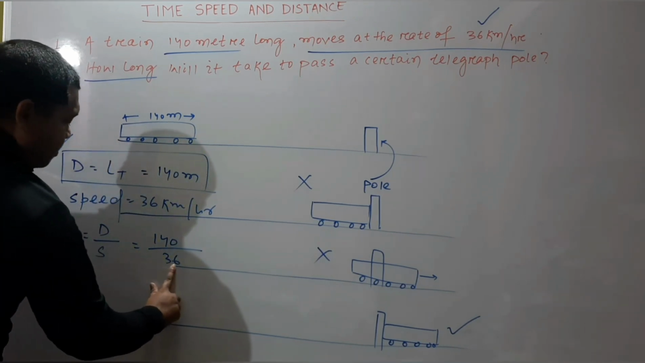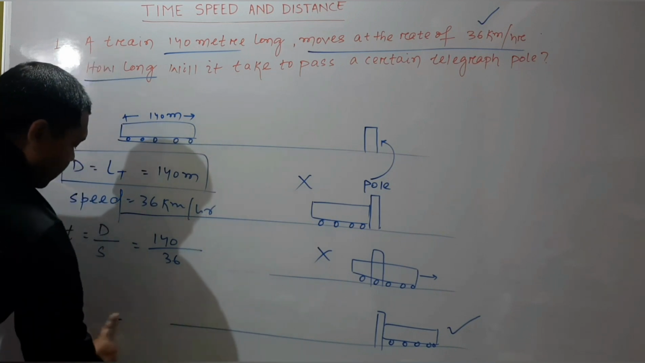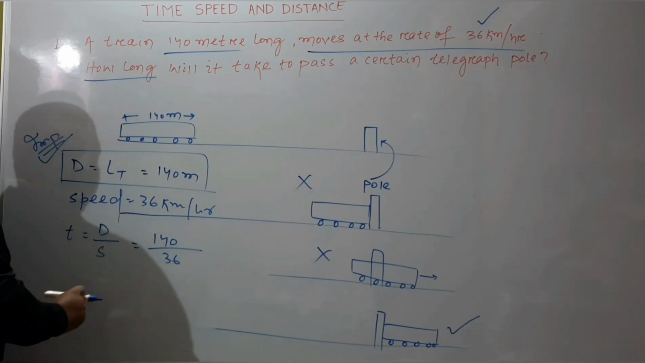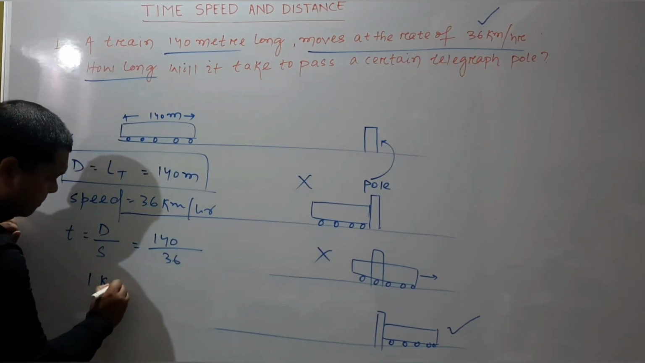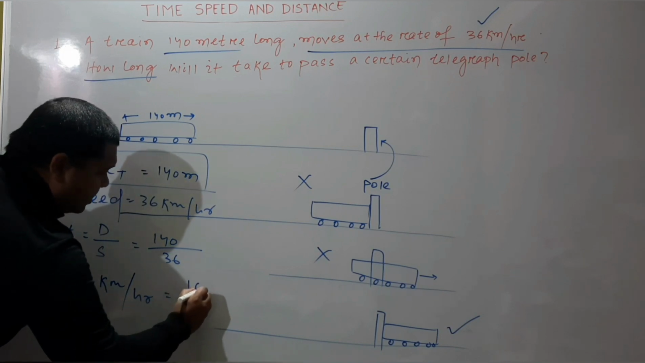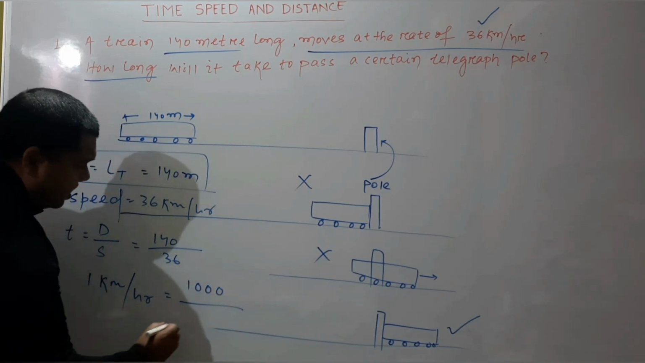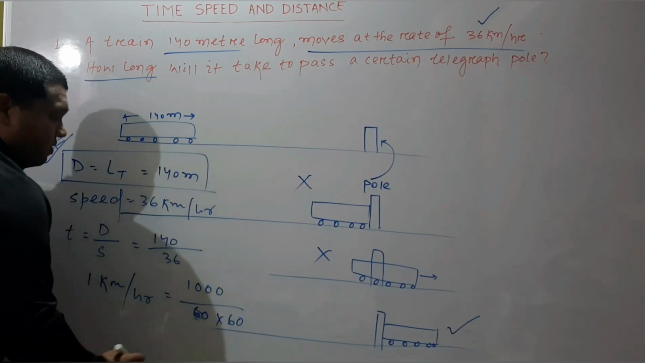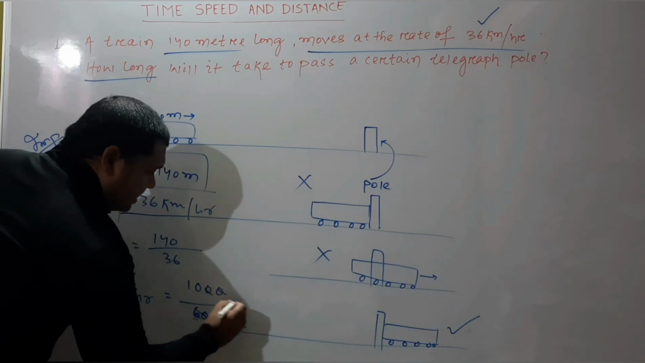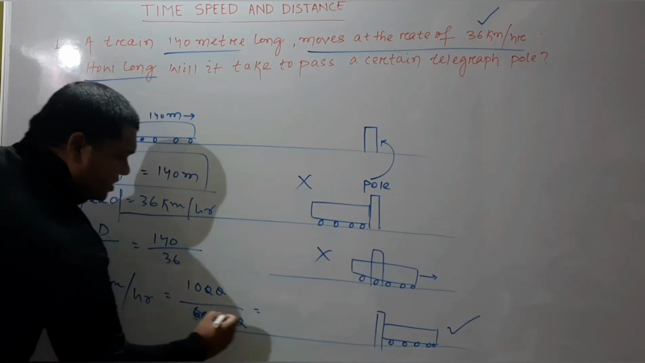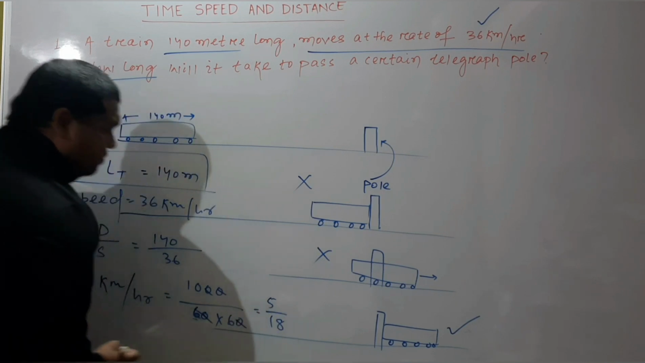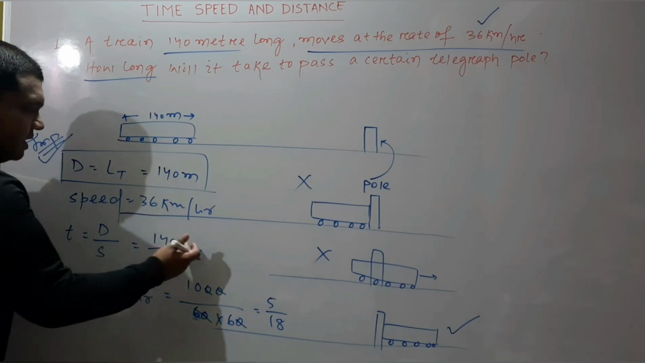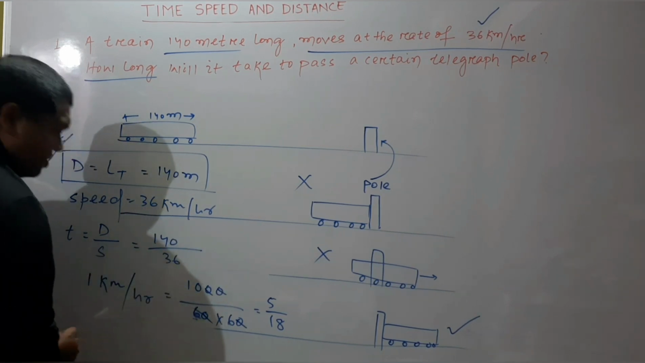Now you convert this kilometer per hour into meter per second. Why meter per second? Because this length is in meter, 140 meter. So how to convert? Look, 1 kilometer per hour is equal to 1 kilometer, that is 1000 meter, divided by 1 hour, equal to 60 minutes, and 1 minute equal to 60 seconds. So the zeros cancel. This is 10 by 36, that is 5 by 18. That means if you multiply 5 by 18 with 36, it will convert into meter per second.